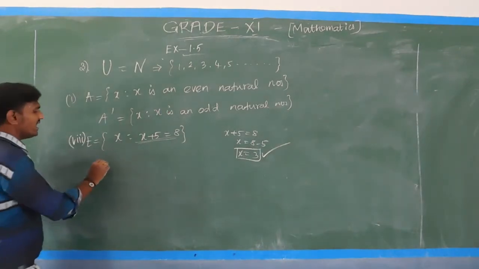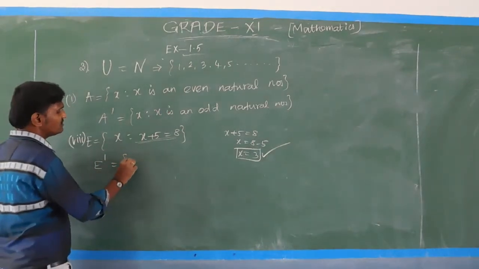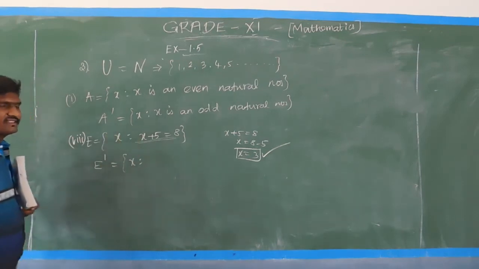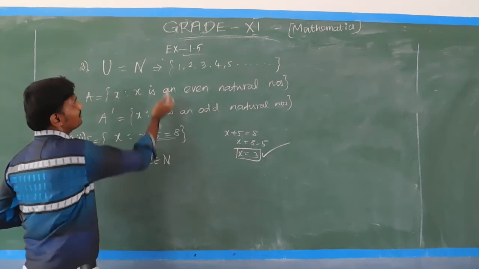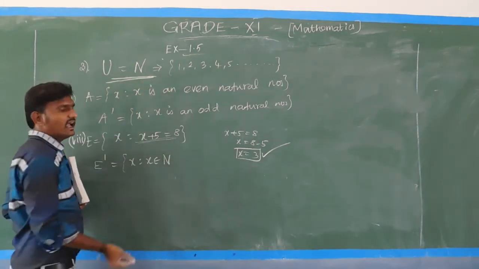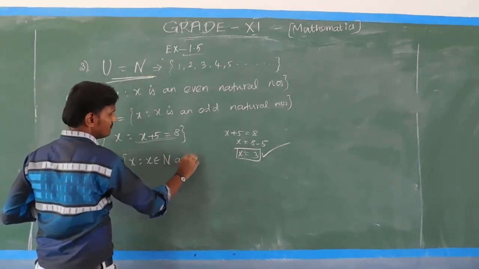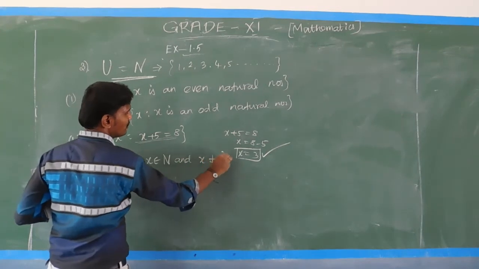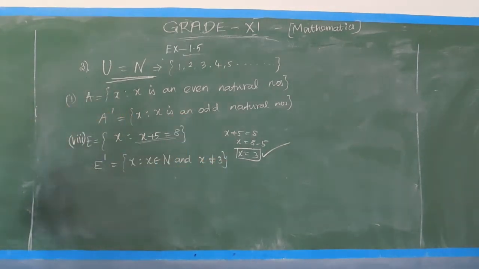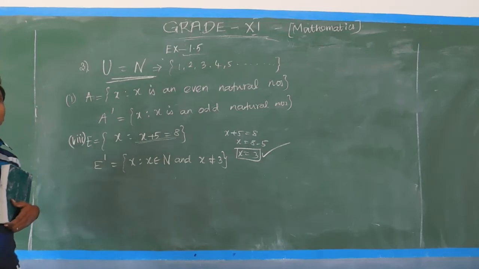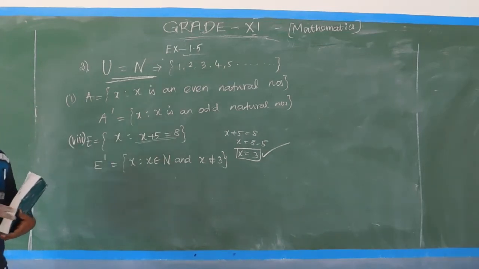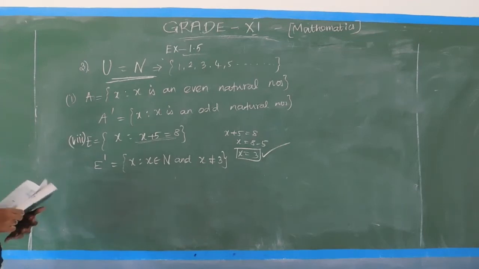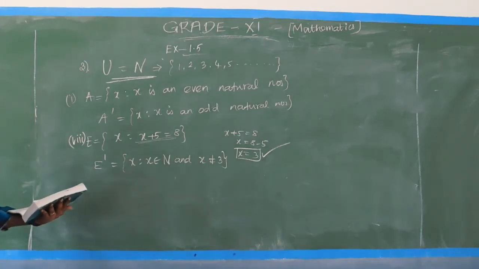Suppose I am taking E dash, it is very simple. x such that x belongs to N, N means natural numbers, and x is not equal to 3. x is not equal to 3 because equal to 3 is the given set. Now I am taking the complement, meaning not equal. Fine. So like that you have to find.